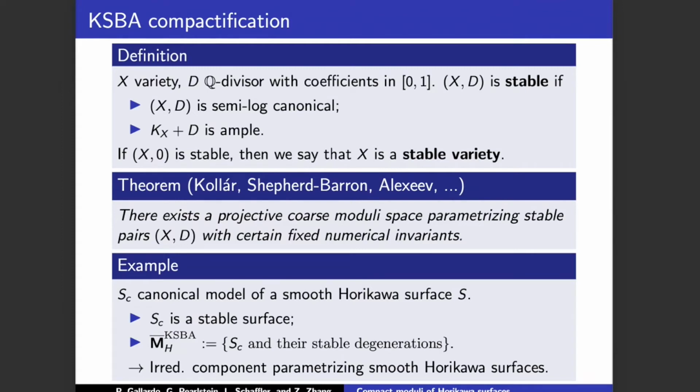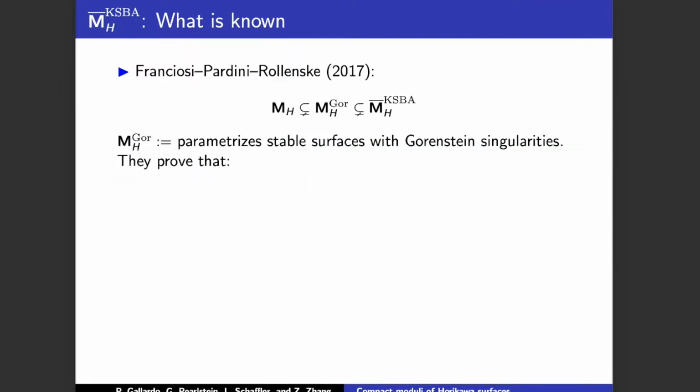Before stating those main results, I would like to quickly survey what is known about this compactification MH bar KSBA, because a lot of work has been done, starting from the work of Franciosi, Pardini, and Rolenske. What they do is identify a partial compactification, which is in some sense intermediate. It's contained between the interior of our moduli space and the KSBA compactification.